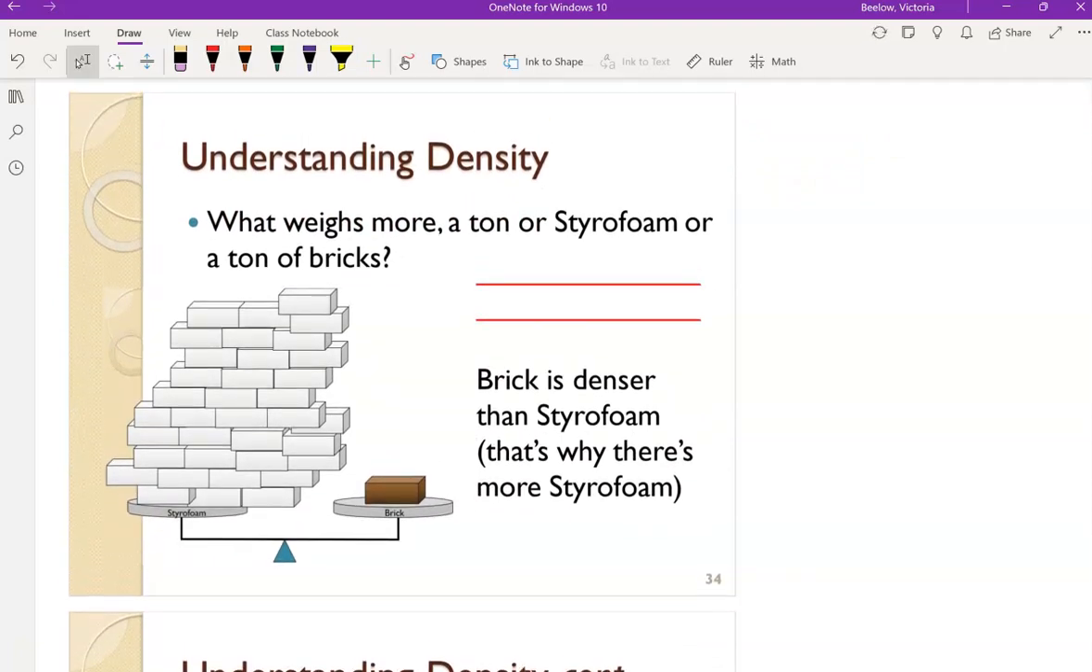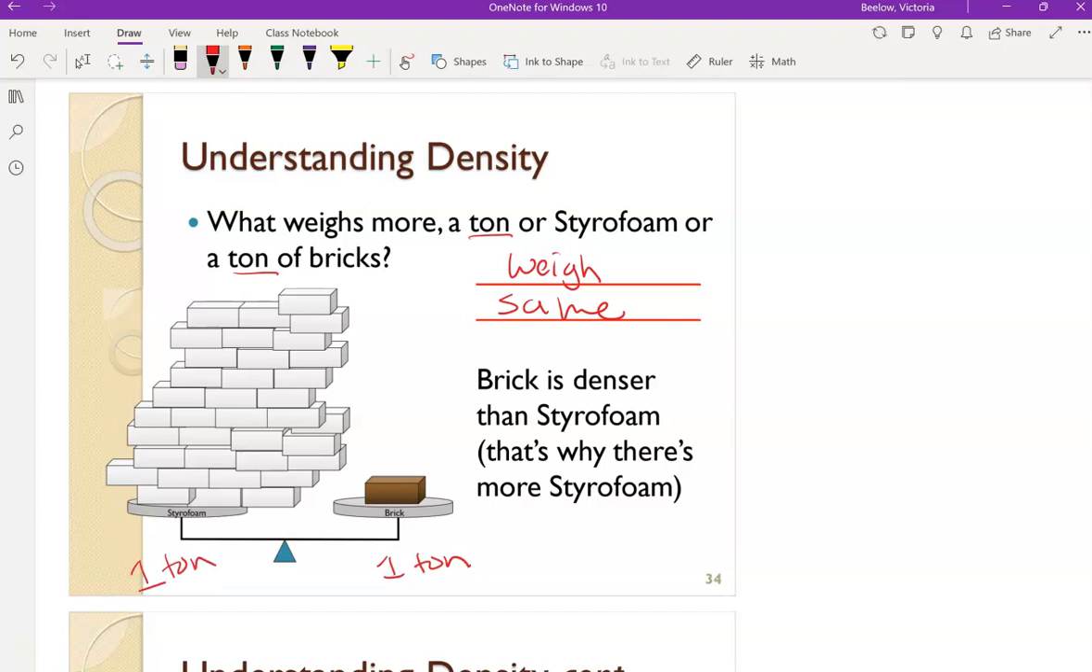So here's always a fun question. What weighs more, a ton of styrofoam or a ton of bricks? Kind of like a ton of bricks or a ton of feathers. The answer is they weigh the same, okay? You can see here on this balance that they both weigh the same. They are both a ton, 1 ton. So they both weigh the same.